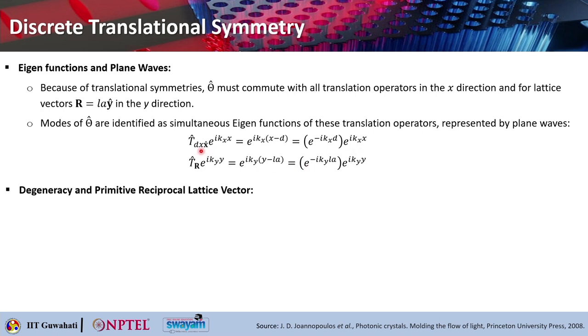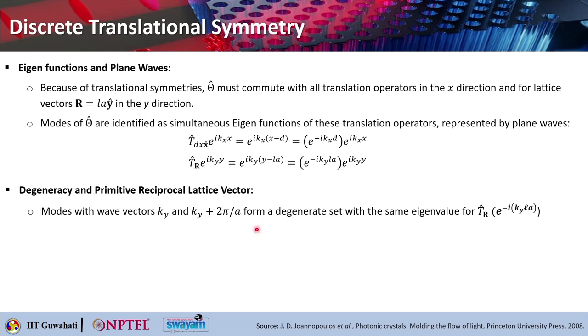So the first equation here shows the continuous translational operator, where you are moving the system by a displacement d, but in this case, for the periodic system, d is now replaced by capital R, where capital R is an integral multiple of the lattice constant a. This way you can see the eigenfunction, which is represented by the plane waves. So what we understand here is that the modes with wave vectors k_y and k_y plus 2 pi by a will form a degenerate set with the same eigenvalue of T_R, e to the power minus i k_y l a.